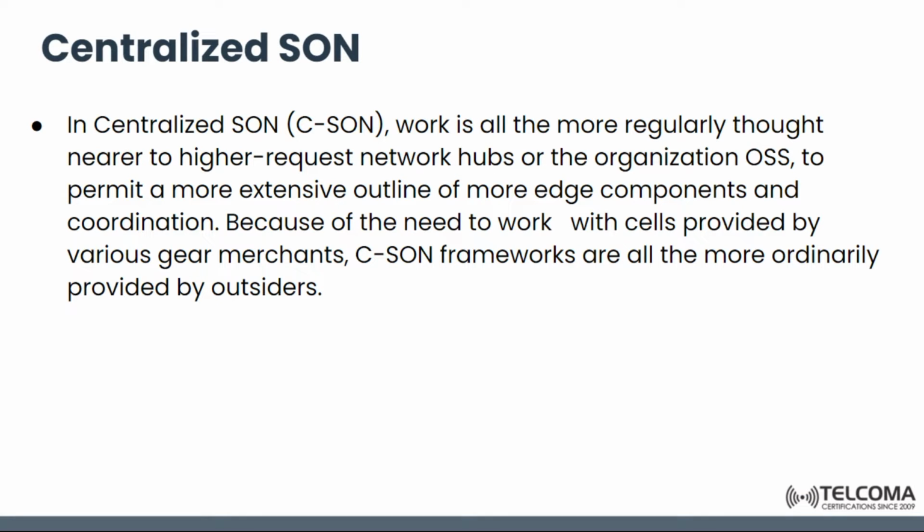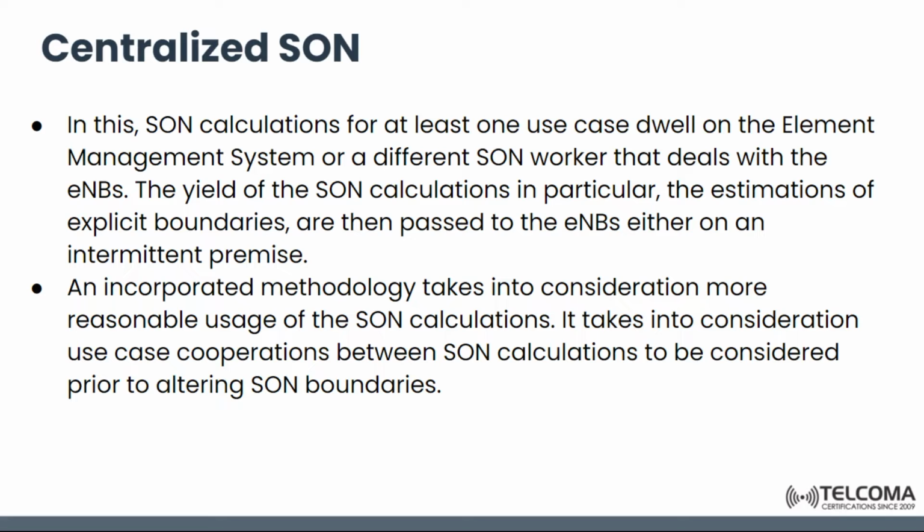So in this work is all the more regularly thought nearer to the higher request network hubs or the organization OSS. Basically it is there to permit a more extensive outline of more edge components and coordination. So because of the need to work with cells provided by various gear merchant, this framework are all more orderly provided by the outsiders. So in this self-organizing network calculations for at least one use case dwell on the EMS or different SON worker which deals with eNode Bs.